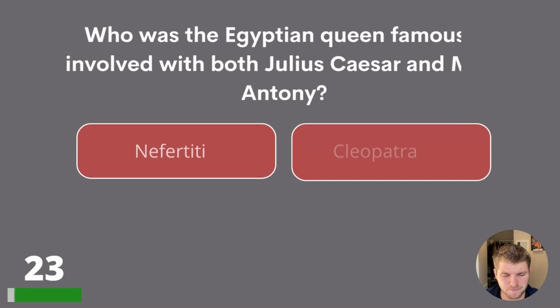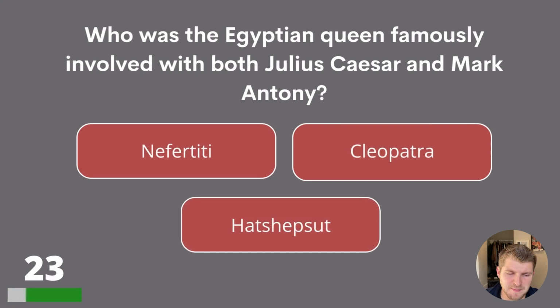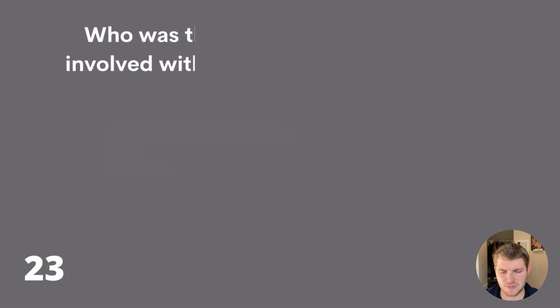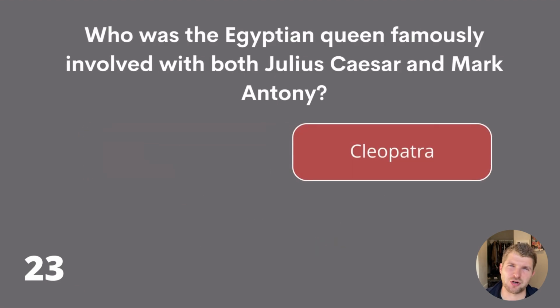Question 23. Who was the Egyptian queen famously involved with both Julius Caesar and Mark Antony? Nefertiti, Cleopatra, or Hatshepsut? The answer is Cleopatra.